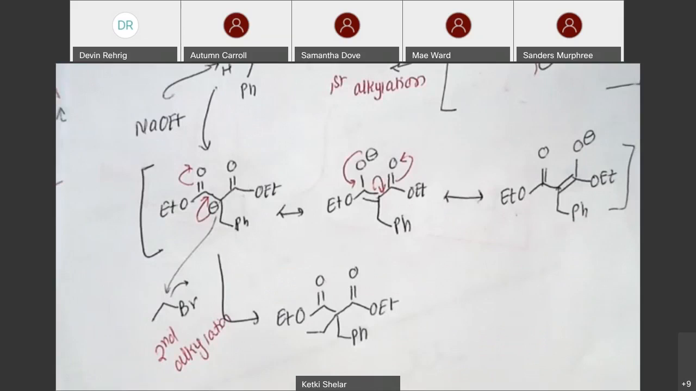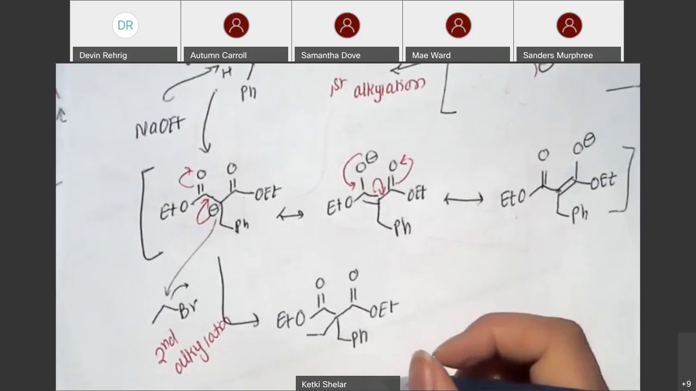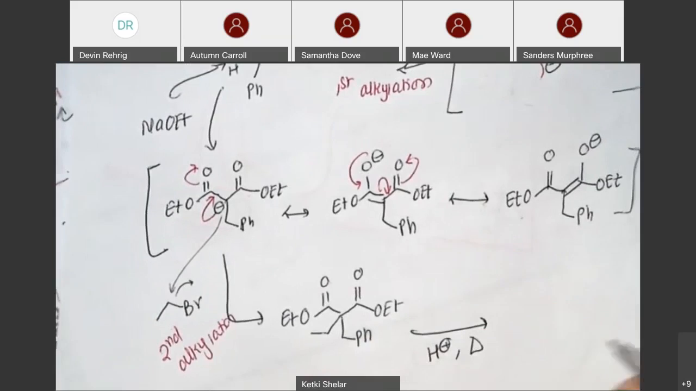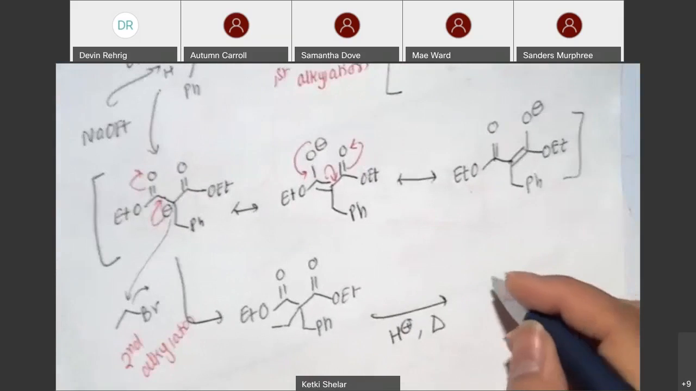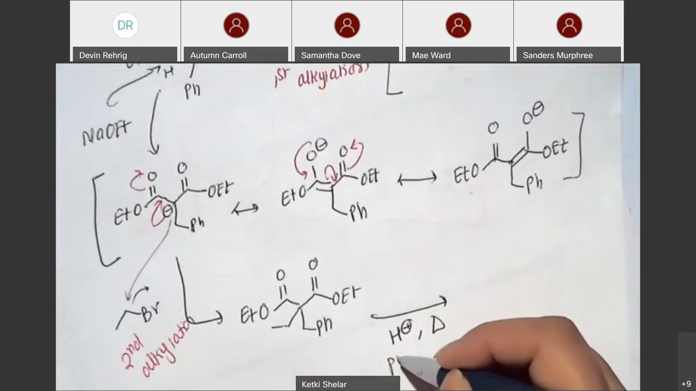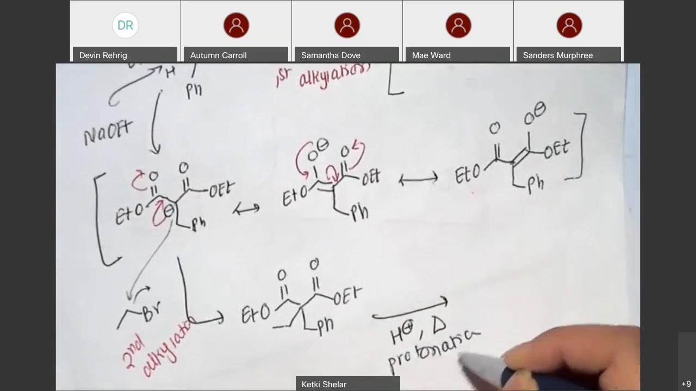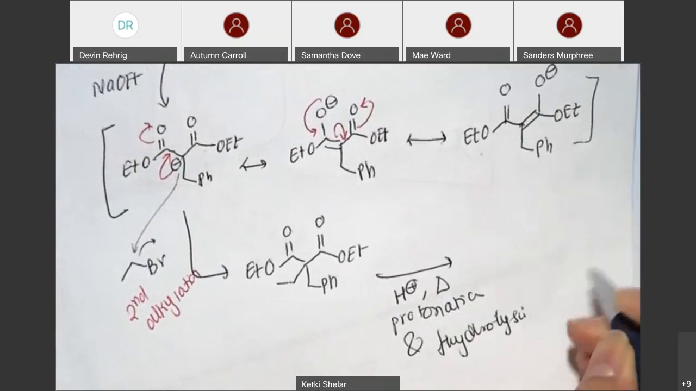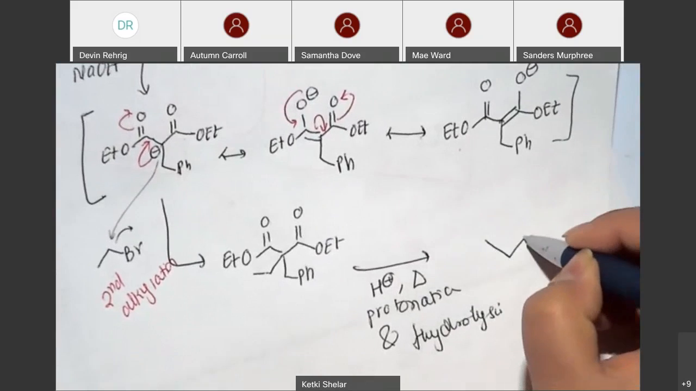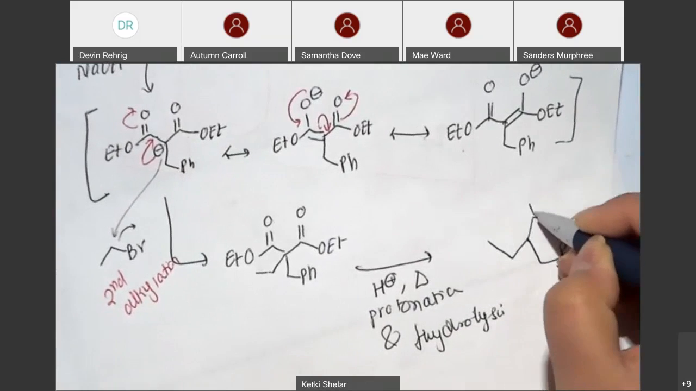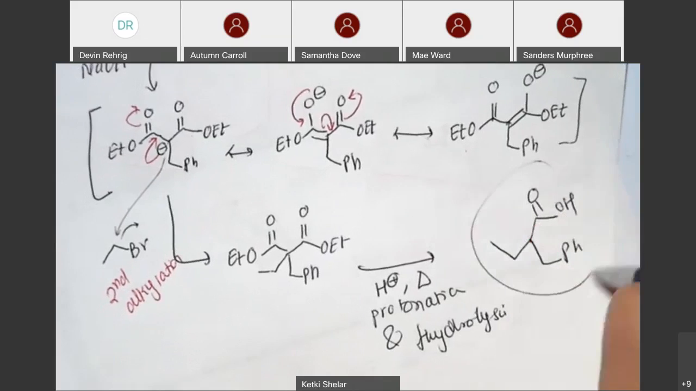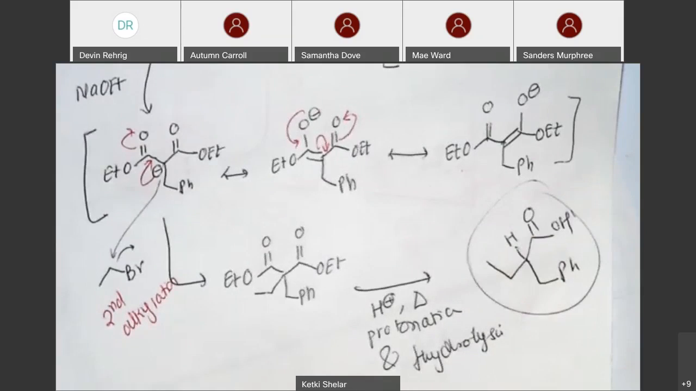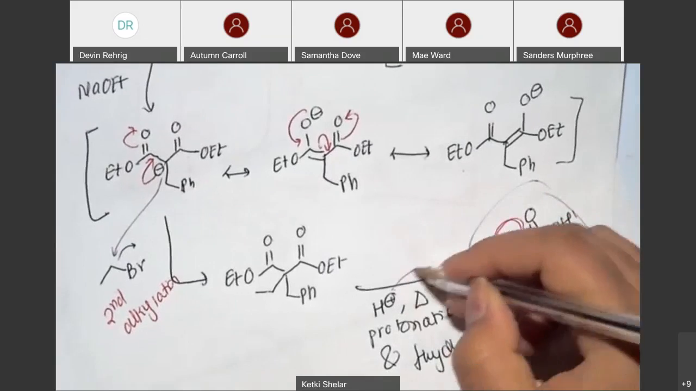So after this, you just add H plus, heat. What it will do is protonation and hydrolysis, which will form the final compound. And this has a hydrogen, and this hydrogen comes from the H plus.